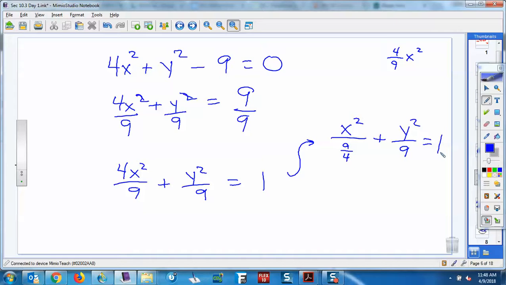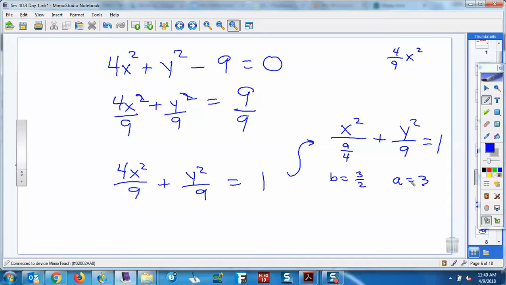So what does that tell you your A must be? Which one of these is bigger? The 9 is. So the A must be 3. Remember, this underneath here is A squared and B squared. So the A must be 3 and the B must be 3 halves, right? The square root of 9/4 would be 3 halves.